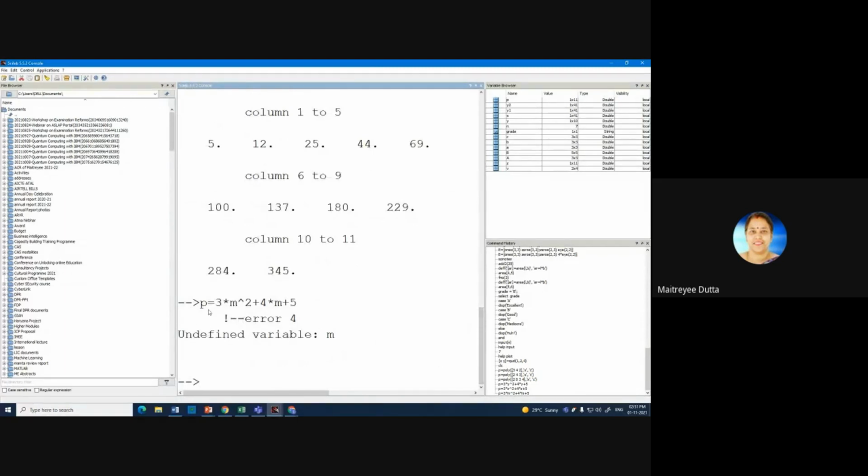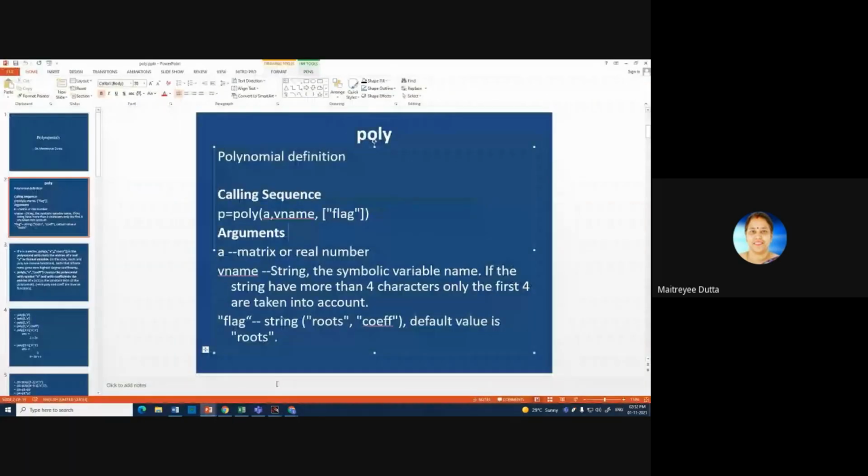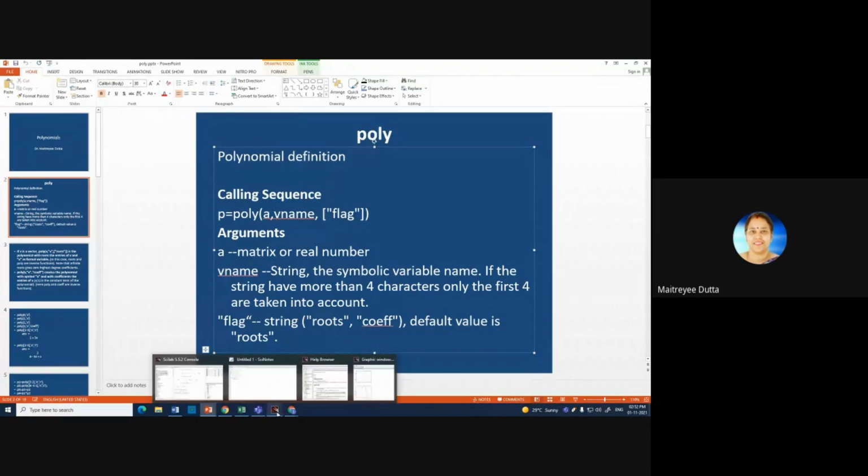But if you write p is equal to 3 into m square plus 4m plus 5, m is a variable, then it gives undefined variable. You cannot just write this. So if you want to write like this, that is a polynomial expression, then you have to give this poly command, that is poly, a, variable name, flag. Now, what is the purpose of roots? The purpose of roots is that whenever you know the roots, you have to find the equations.